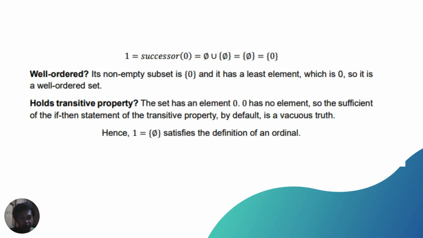Now, for 1, or the successor of 0, is it well-ordered? Well, its non-empty subset is the set containing 0, and it has a least element, which is 0. Therefore, it is well-ordered. Now let's check if it holds the transitive property. Well, the set has the element 0 and 0 has no element. So that makes the antecedent of the if-then statement of the transitive property false, so it is vacuously true. Hence, 1 satisfies the definition of an ordinal.